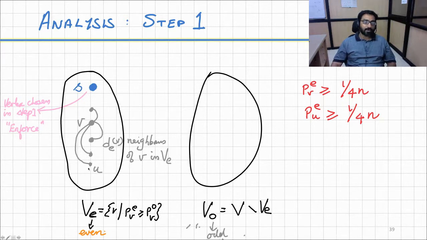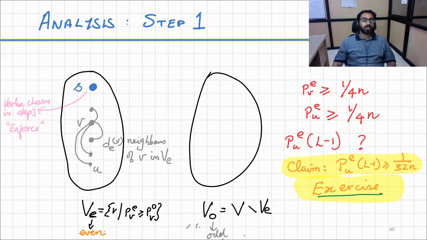So let's pick a vertex U that's a neighbor of V. And let's focus in particular on the neighborhood of V within the set VE here. So these are the neighbors. V might have neighbors over here, but we're not going to worry about that. And under the same reasoning, we know that PUE is at least 1 over 4n.